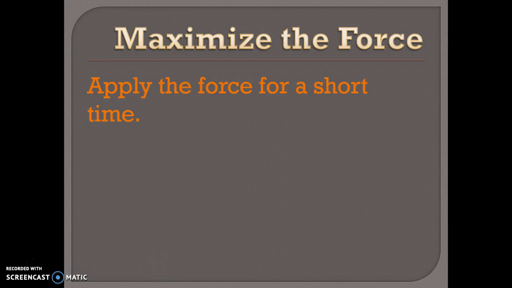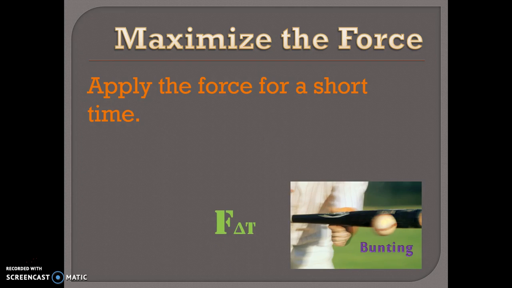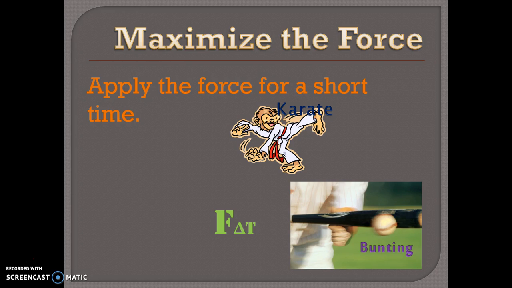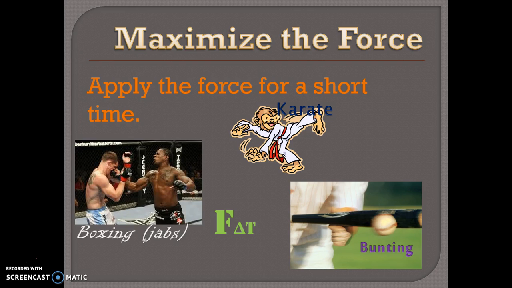To maximize the force, in certain times you do want to maximize the amount of force that happens. So unlike with the egg project, here are some examples in which you would need to maximize the force. When you think of certain sports like baseball, if you want to maximize the force, you want to do that with quick, sharp movements like bunting. In karate, whenever you have your kicks and your punches, you always want them to be really quick and short so that the force is maximized with that shortened amount of time. And last but not least, boxing: jabs are always very short and quick so that the force is maximized.